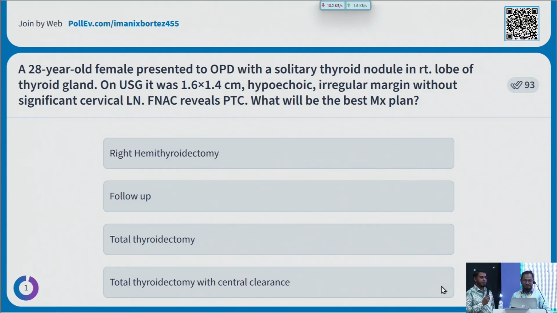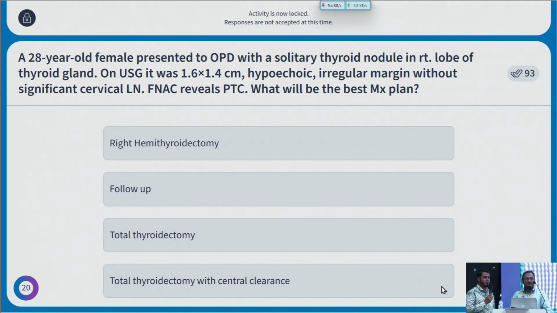I'd like to request our director sir, Professor Dr. Mohammad Hassan Jabbar sir, to come to the dais and join us in the prize giving ceremony.